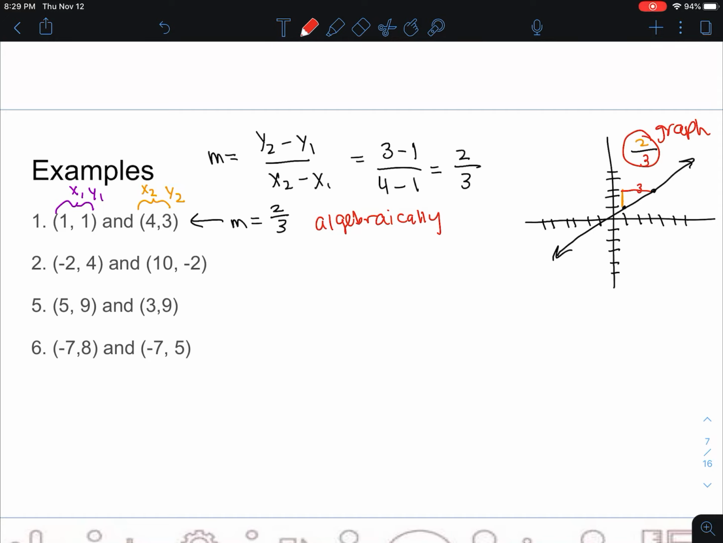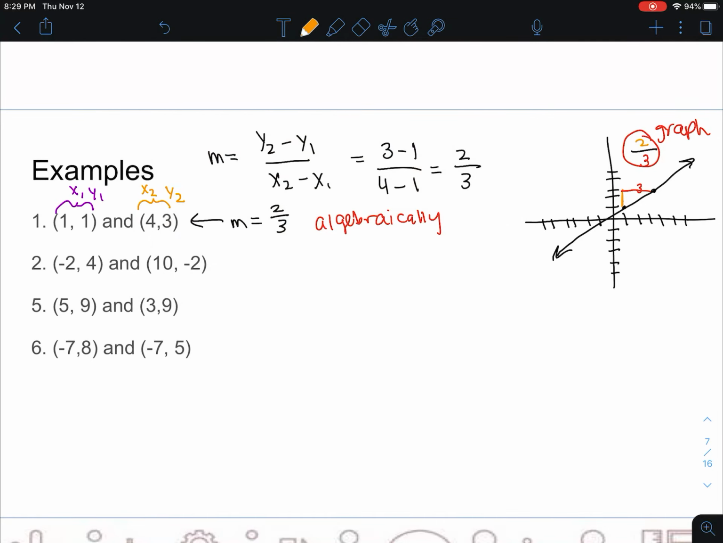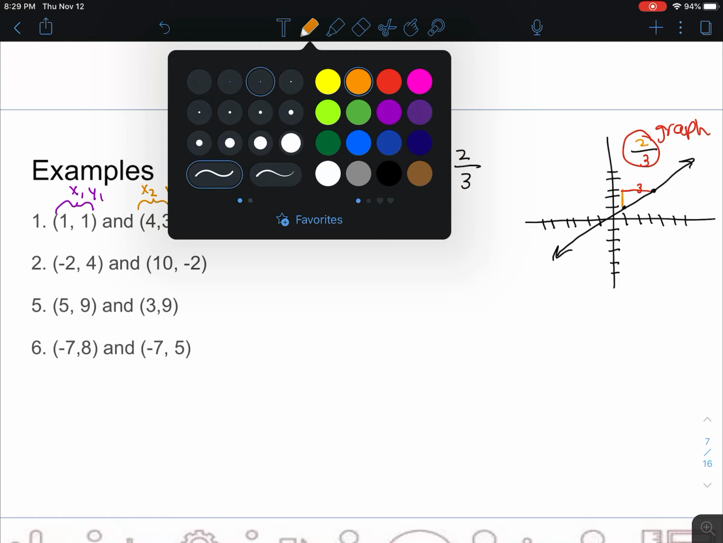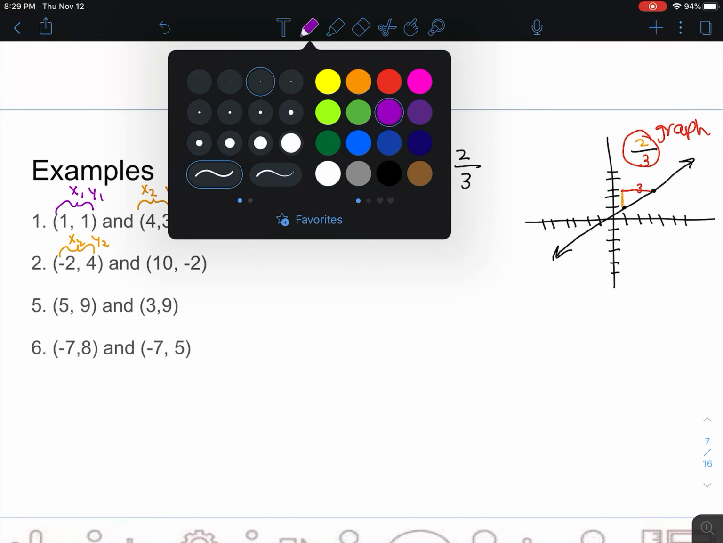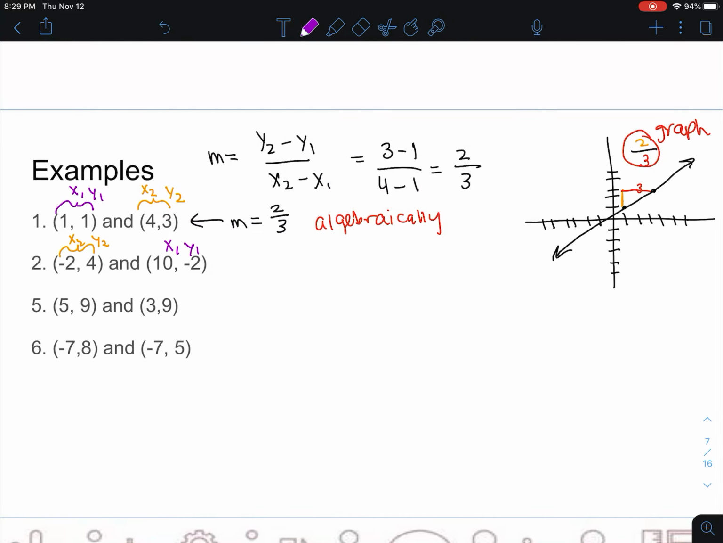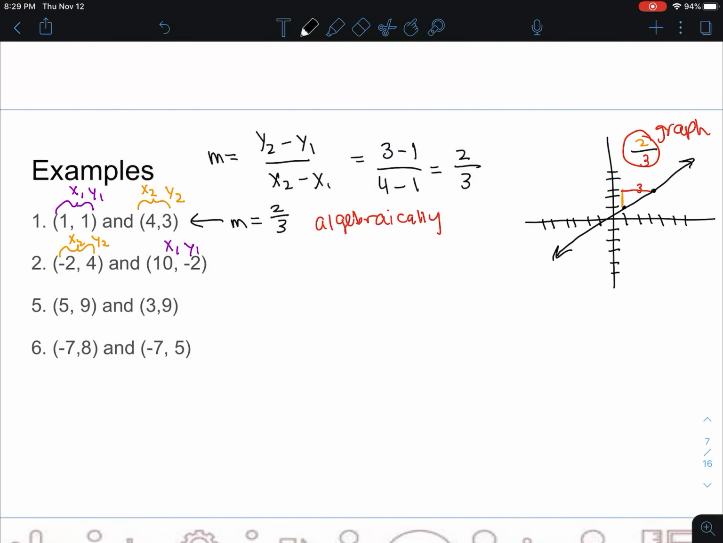Okay, let's do our second example. So we want to find the slope between (-2, 4) and (10, -2). So I'm going to make our first one our x2 and our y2, and our second one will be our x1 and our y1. And again, you can pick either one. You'll still get the same answer. The most important thing is to make sure you're paying attention to your signs.